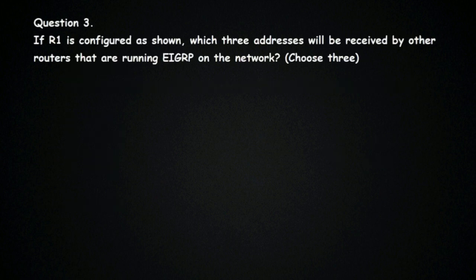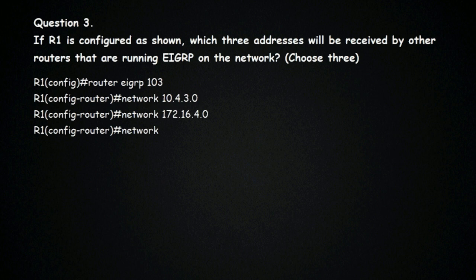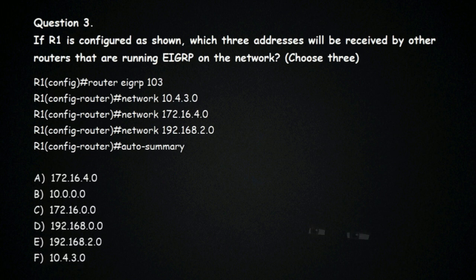Question 3. If R1 is configured as shown, which 3 addresses will be received by other routers that are running EIGRP on the network? Choose 3. Options. Answers are B, C, and E.